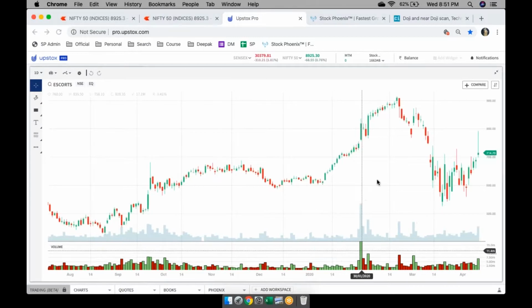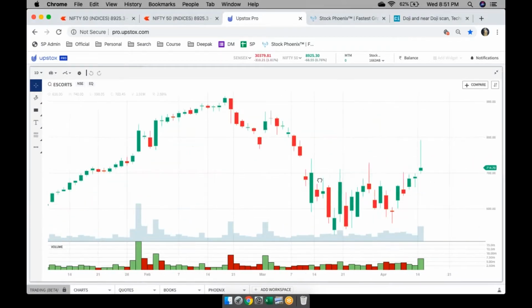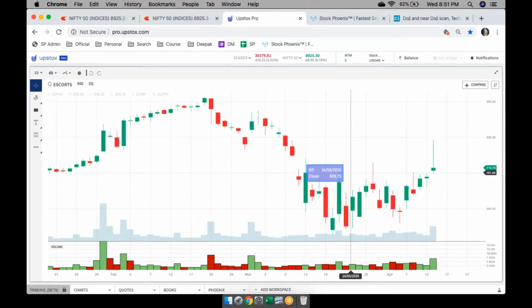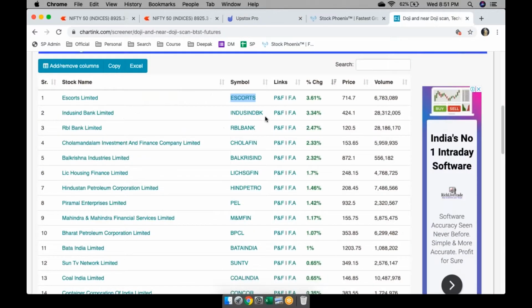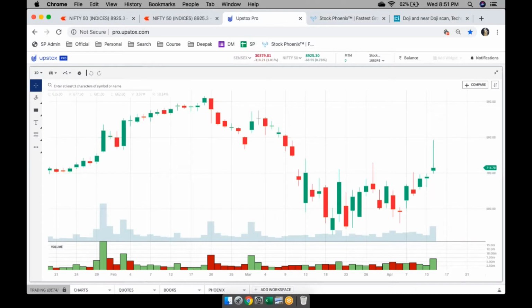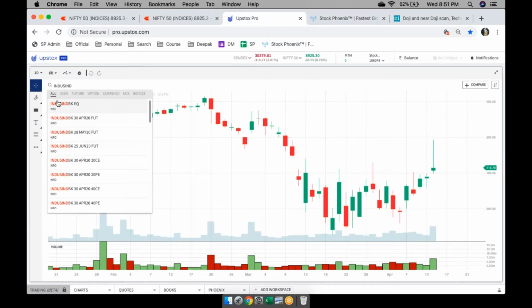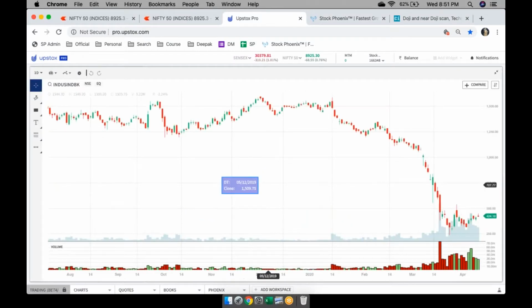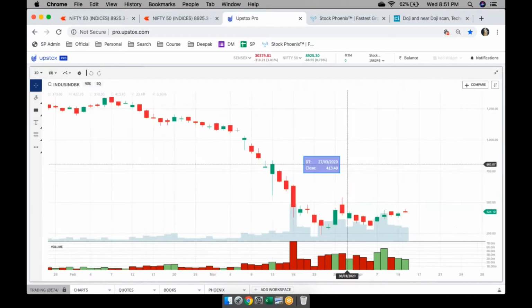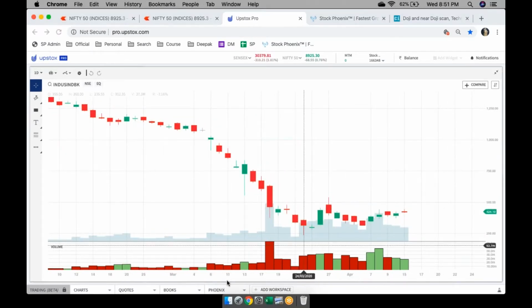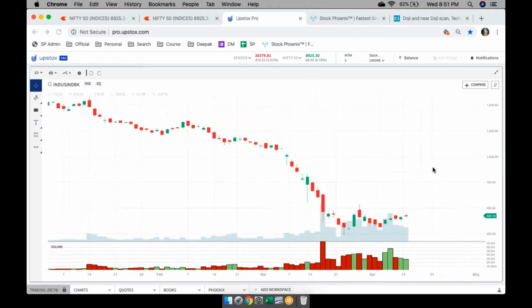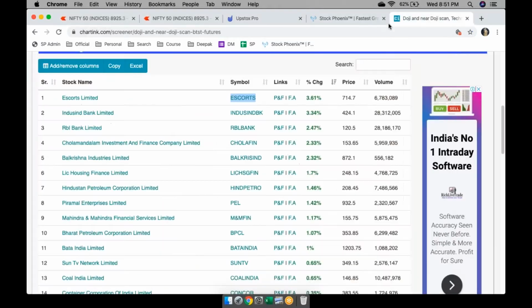So let's see whether it can be accepted or not. Can we accept this as a doji? Escorts. Very simple, it is rejected. IndusInd, RBL Bank, Cholafin. Rejected because there is enough flat momentum. So this is rejected. Next.